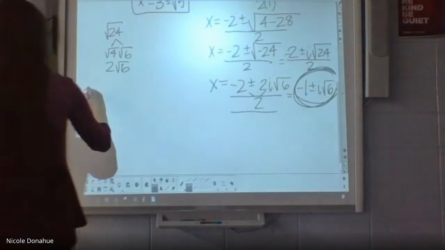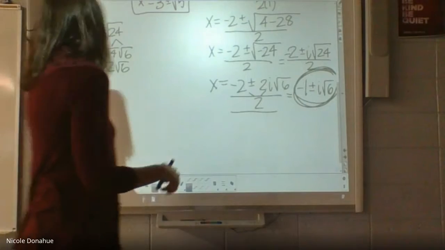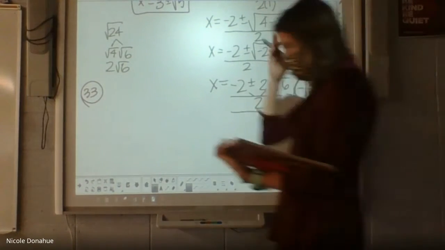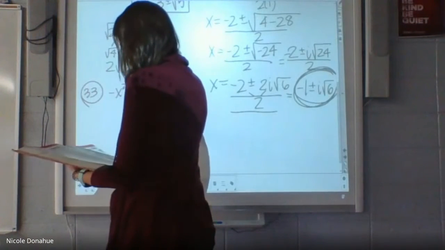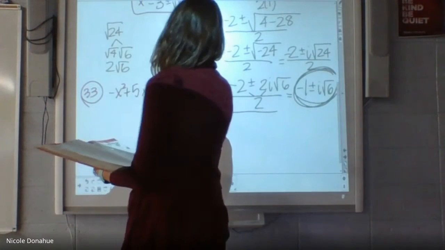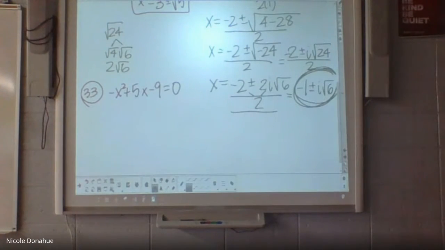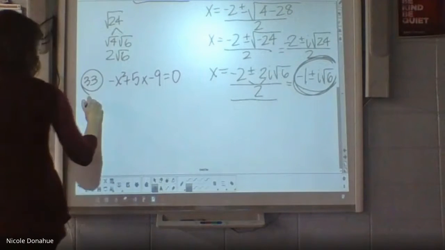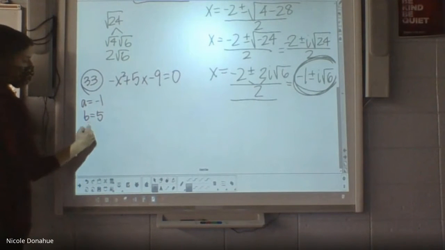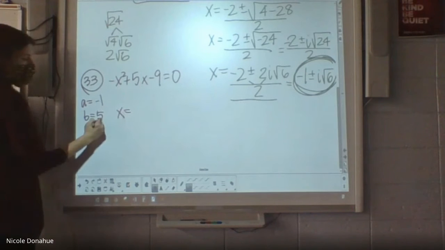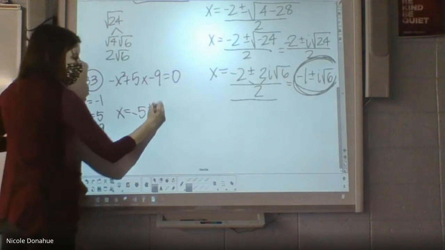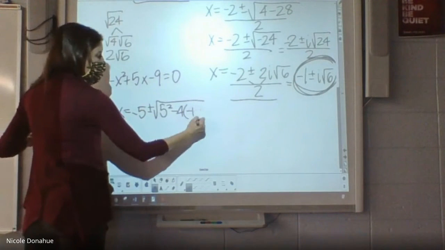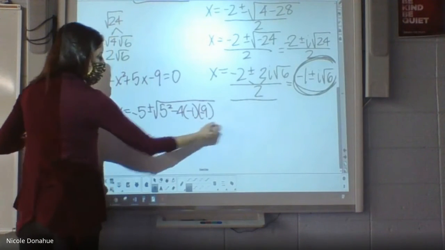All right, 33, another quadratic formula problem. In this case, a is actually negative 1. That's the coefficient in front of the x squared. b is 5 and c is 9. Opposite of b, plus or minus the square root of b squared minus 4 times a times c, all over 2 times a.